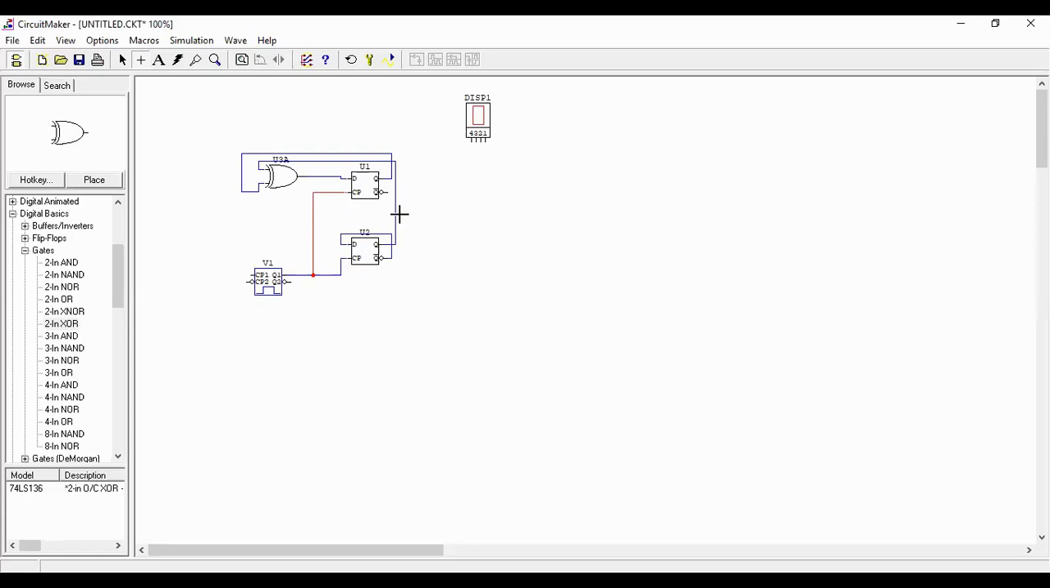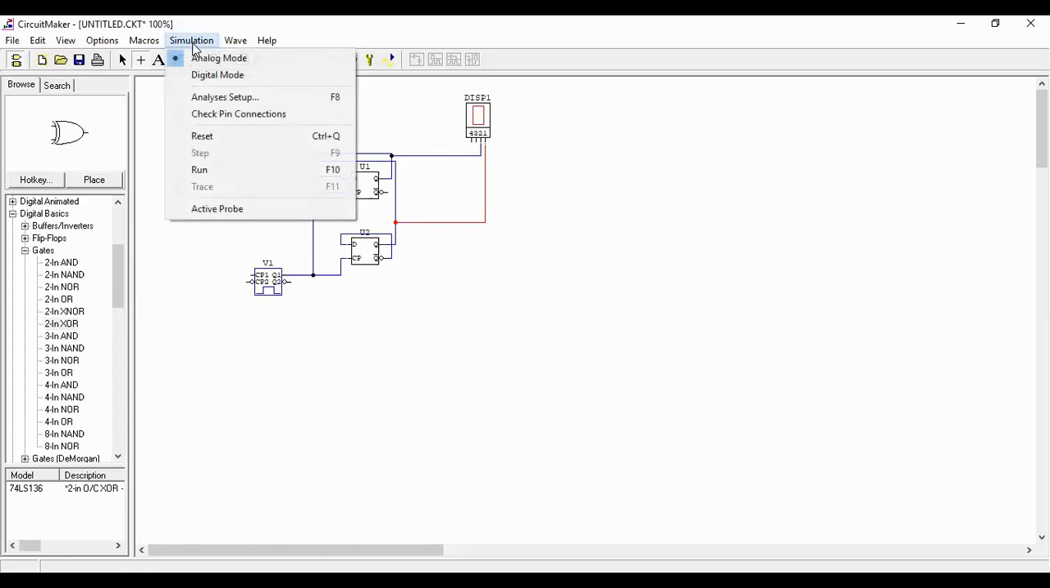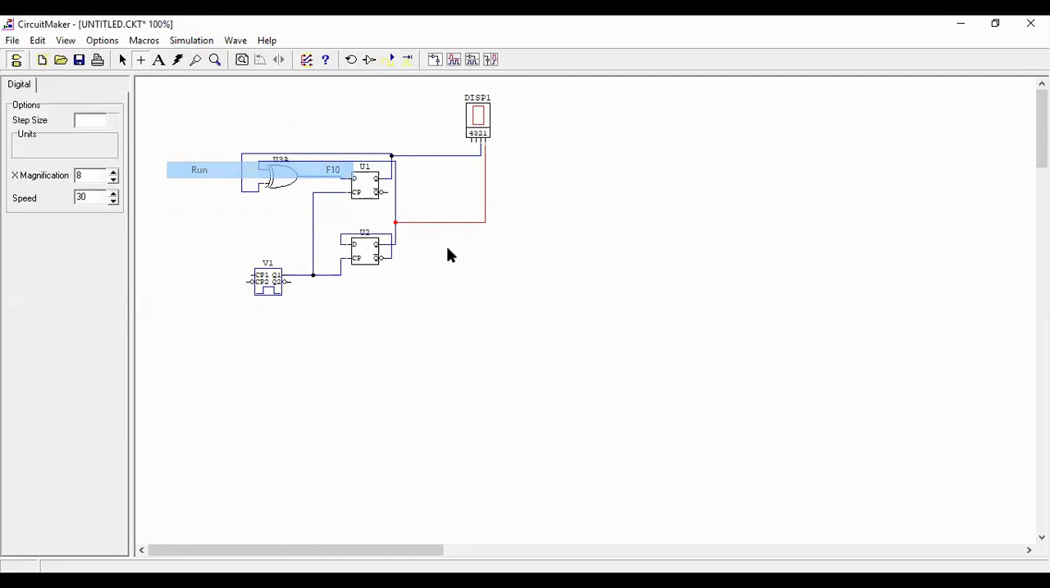So the next step is to now connect the outputs. This is QA, which is the most significant, connect it to 2. And QB is this one, which is the less significant, connect it to 1. After you're done with that, you need to do the simulation. So you go to digital mode, then run the simulation.